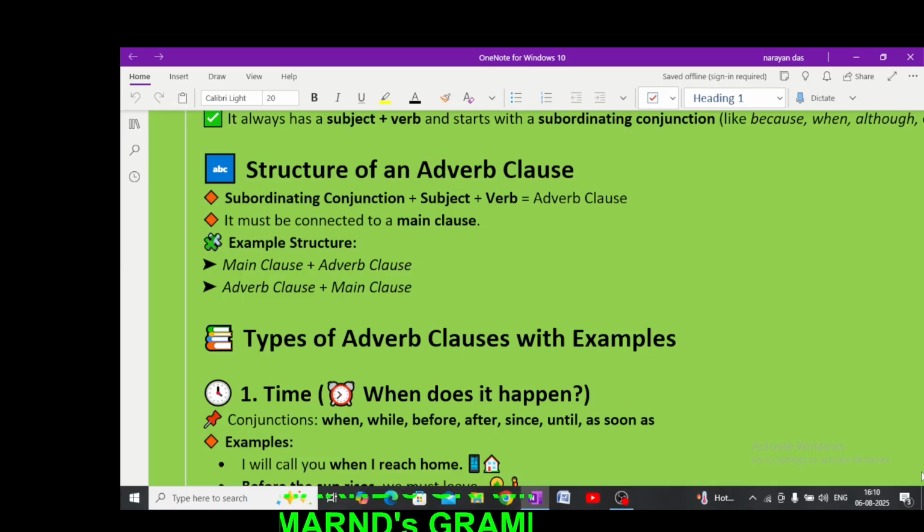Now, main clause plus adverb clause is the structure. Again, adverb clause plus main clause is also the structure. So here you can see that you can begin the sentence with a main clause, adding the adverbial clause later, or you can begin the sentence with an adverbial clause plus main clause.